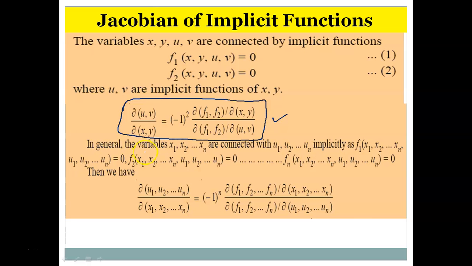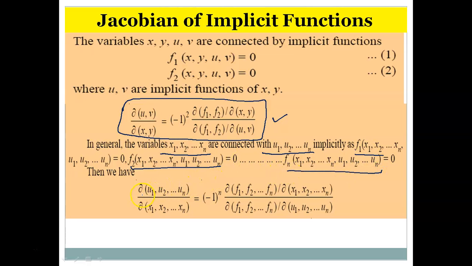Now let us discuss the case of n variables. Suppose we have n variables x1, x2, up to xn, and they are connected with another set of variables u1, u2, up to un implicitly by the function f1(x1, x2, ..., xn, u1, u2, ..., un) equal to 0. The second function f2 is like that, and so on. The nth function is like that.